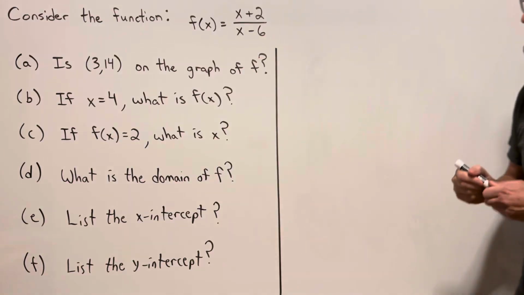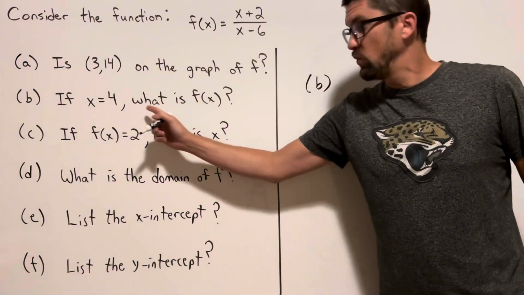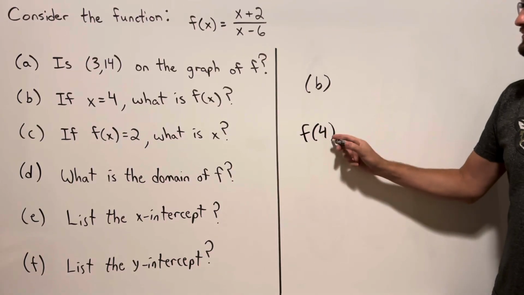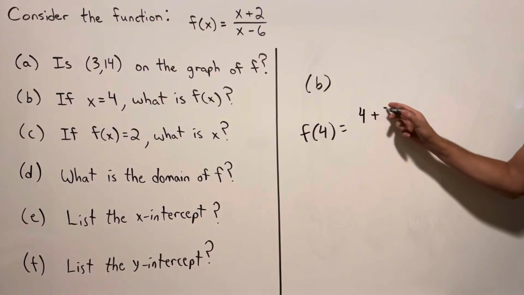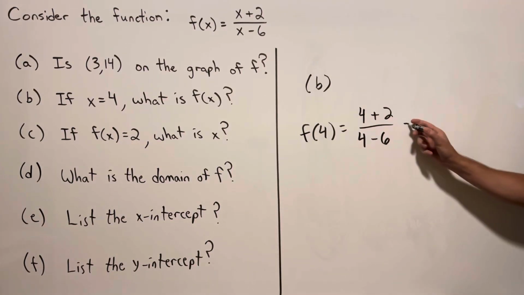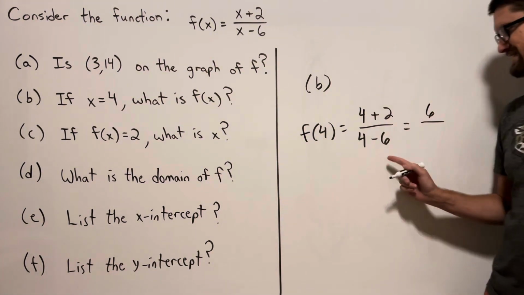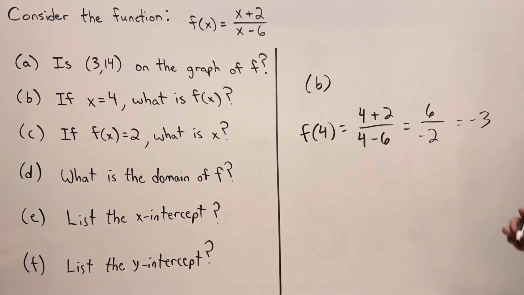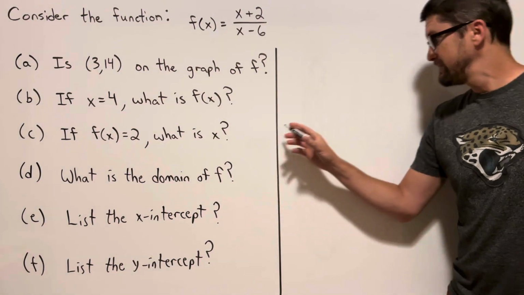Let's move on to part B. B says, if x is 4, what is f of x? Well, this is just plugging 4 into the function, just like we did in part A. We plugged in 3, this time we're plugging in 4. Let's see what we get when we plug in 4. Alright, so in the numerator we have 4 plus 2, that's 6. And then in the denominator, 4 minus 6 is negative 2. 6 divided by negative 2 is negative 3. So the answer to part B is going to be negative 3.